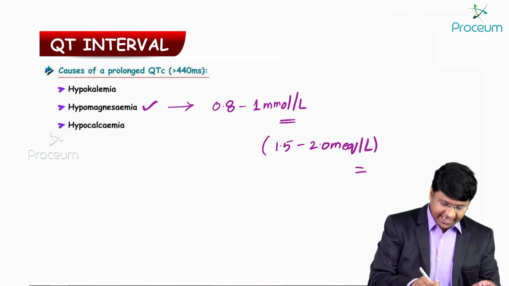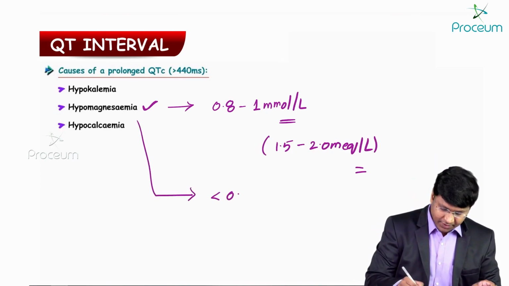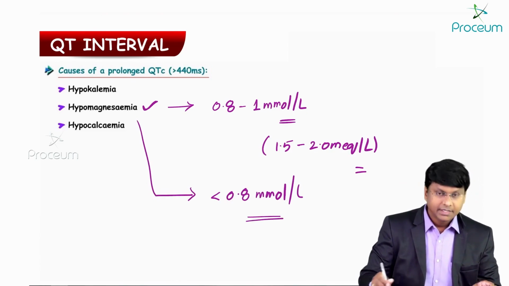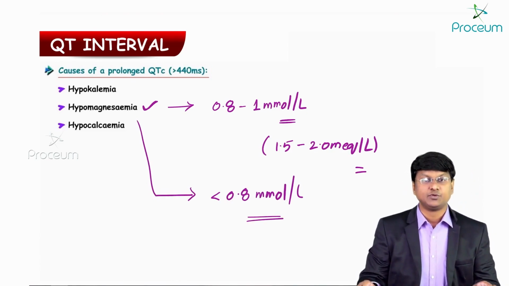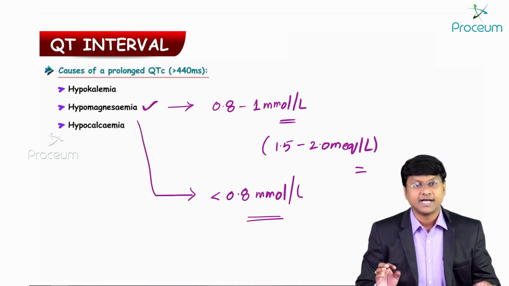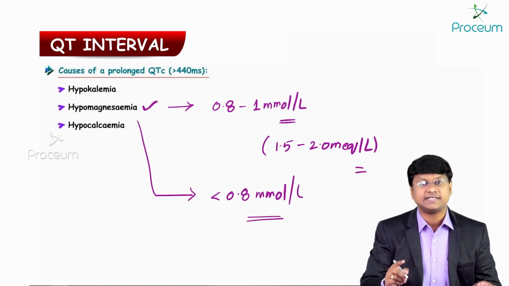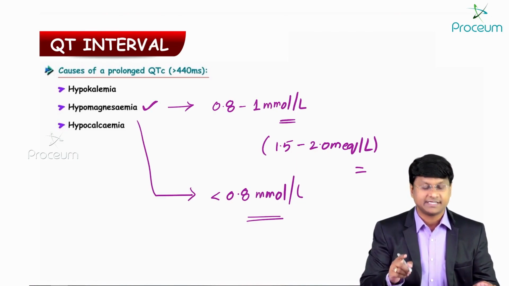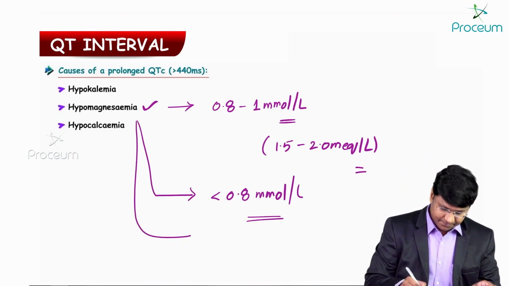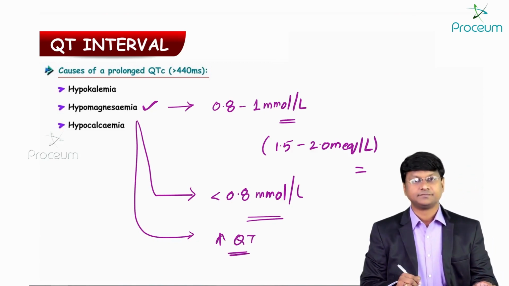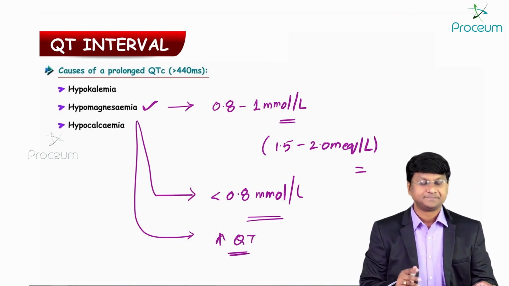And when do we use the word hypomagnesemia? When it is less than 0.8 millimoles per liter. And in hypomagnesemia, the primary ECG abnormality seen is prolonged QT interval. Right, prolonged QT interval.